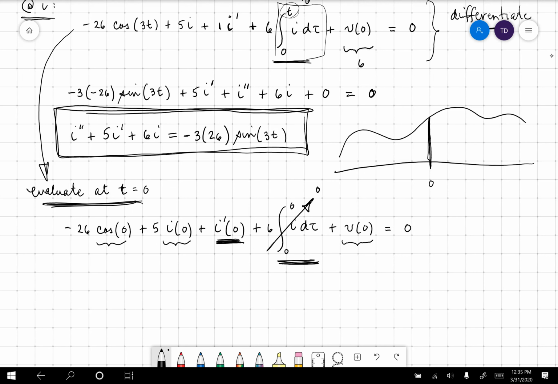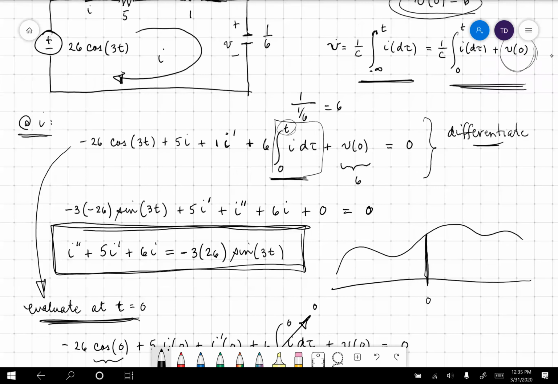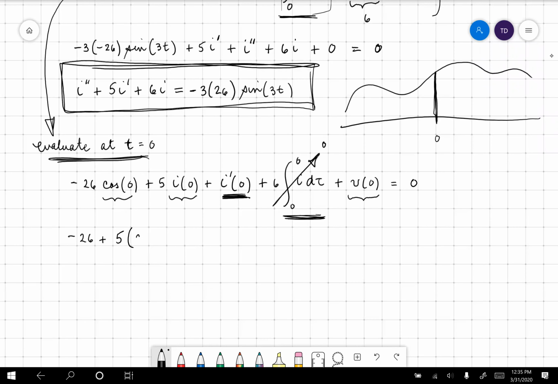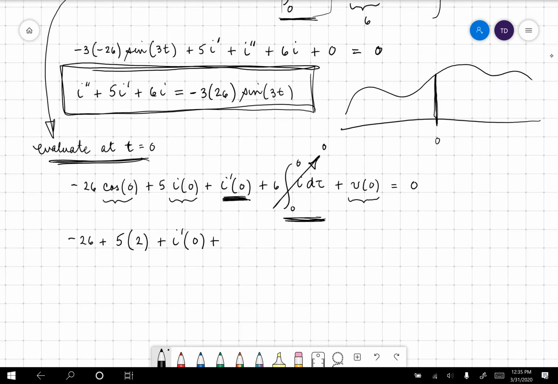So cosine of 0 we know is equal to 1. So this is minus 26 plus 5 times i at 0. Scroll back up. i at 0, 2, plus i prime at 0 plus v at 0. We said v at 0 was equal to 6, plus 0 plus 6. All that must be equal to 0.